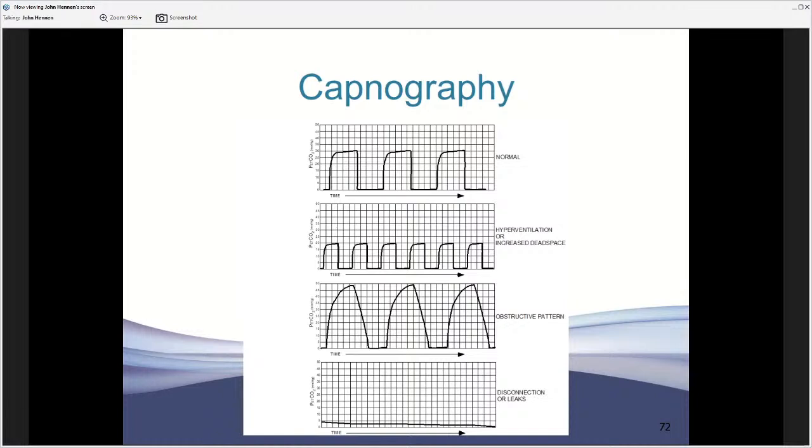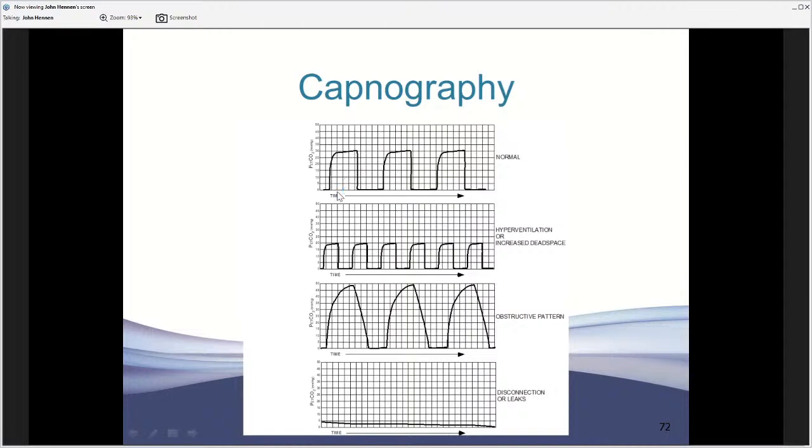All right. So what we've got at the bottom of the page are some capnograph readings or graphs. You may be given one of these on the test. What I would like to do is just kind of walk you through it to make sure you know how to read it and know what it means.